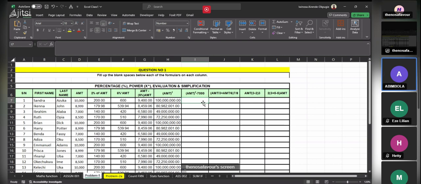Okay, so we'll do H7 equals to H7 minus 7,000. As simple as ABC. You figured already that we had already calculated for the amount square, and that's in the H column. So saying H7 minus 7,000, and then we get our answer.